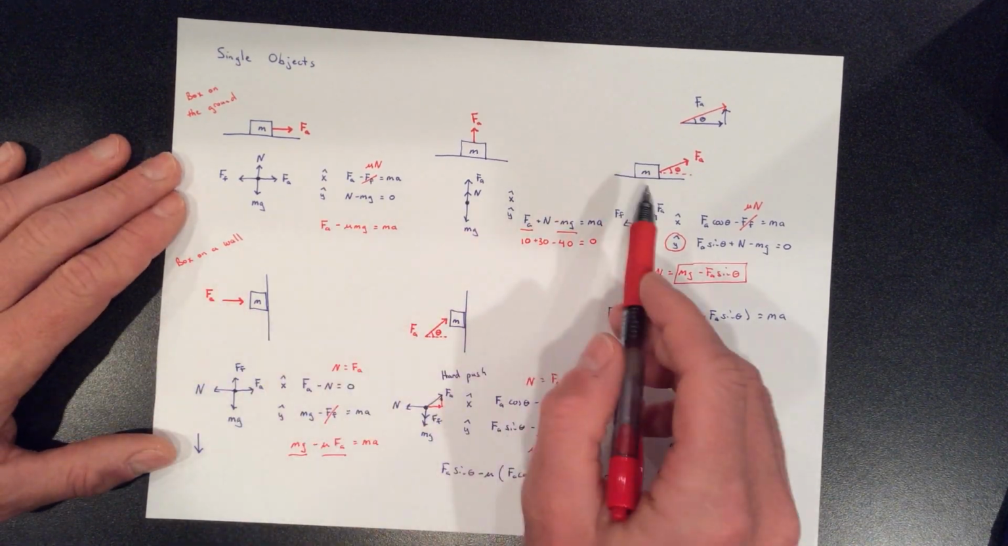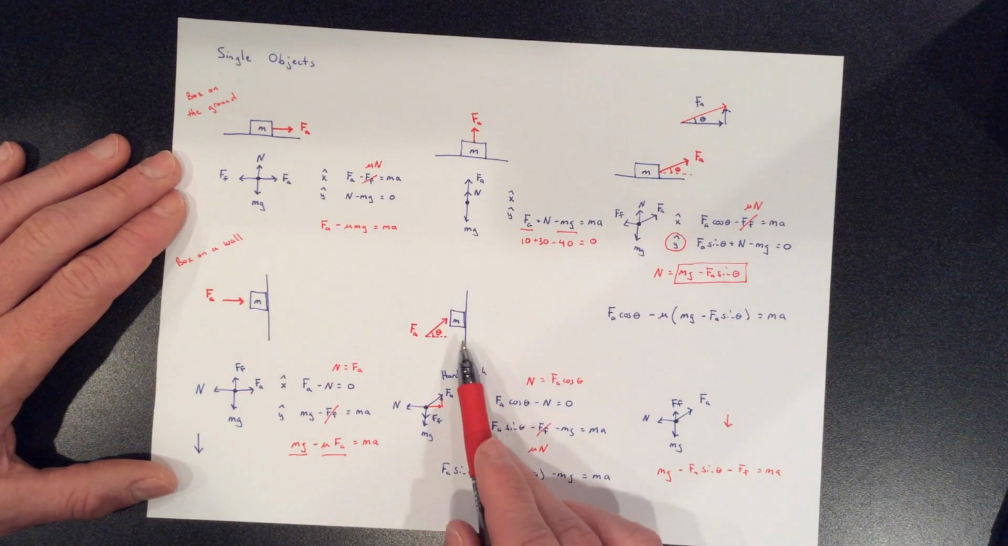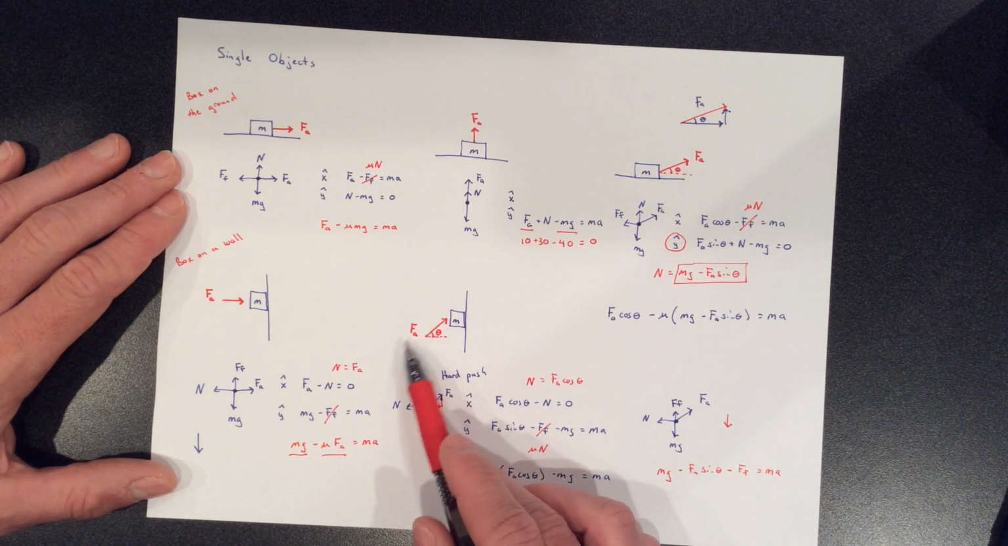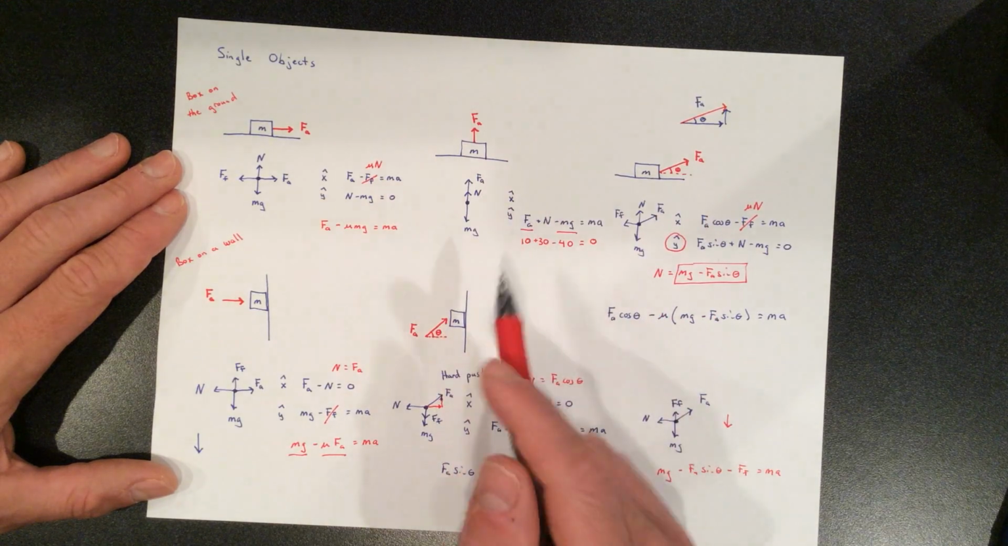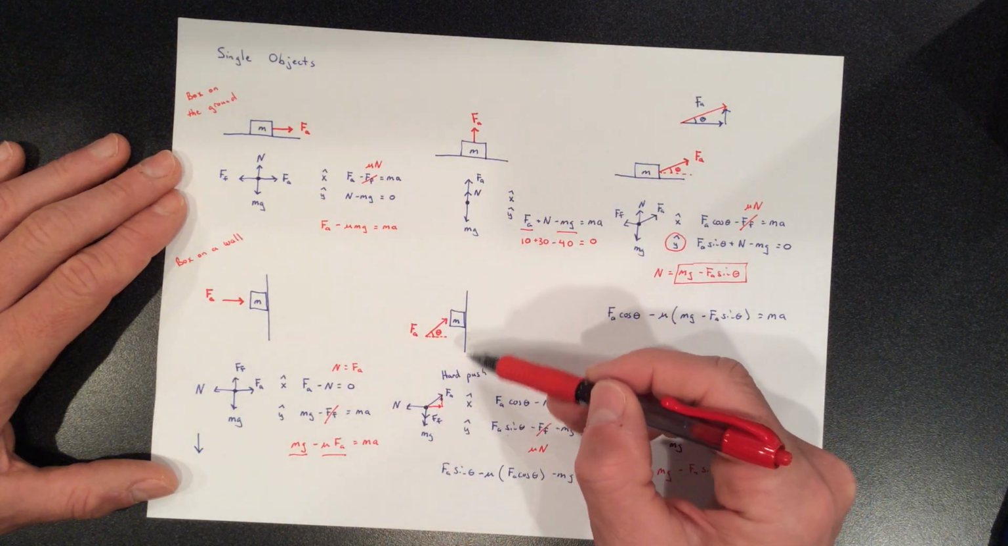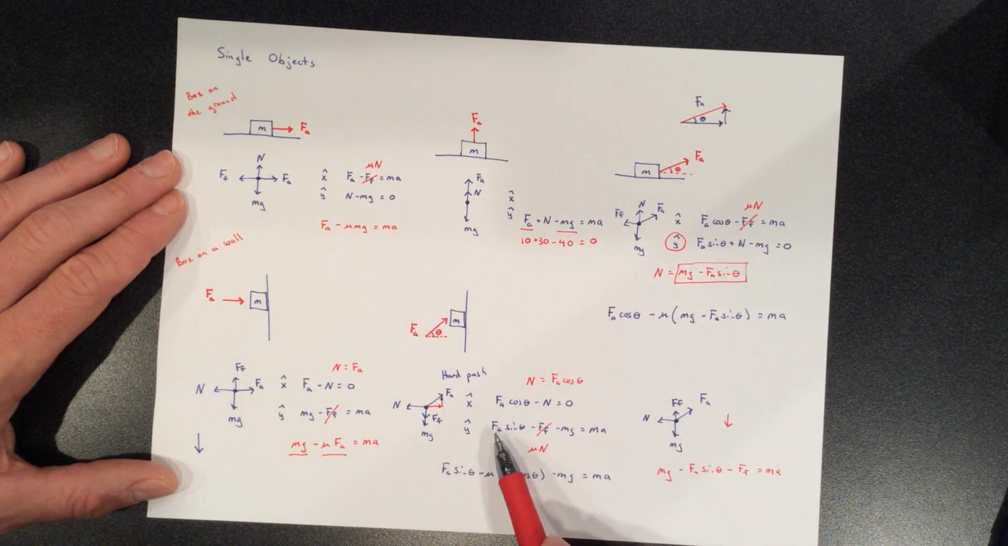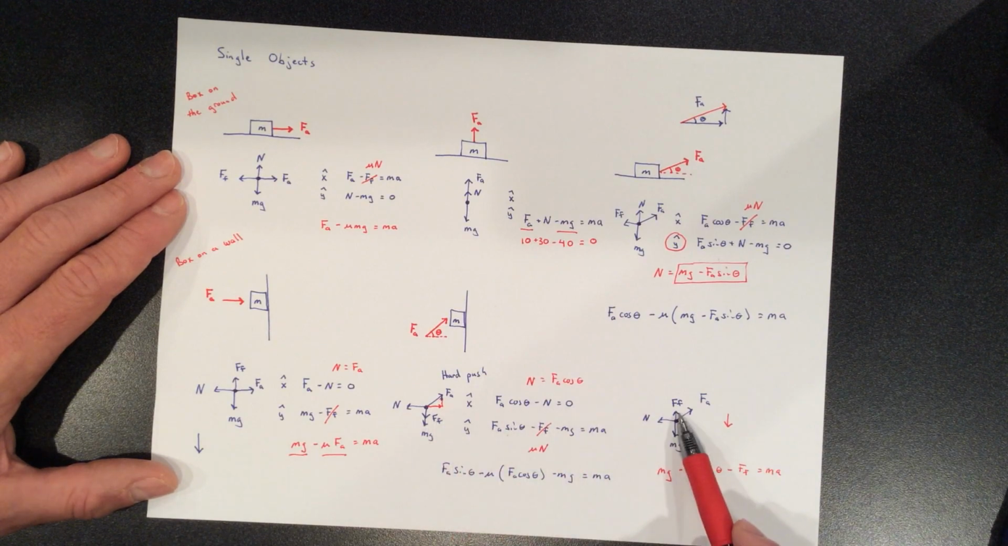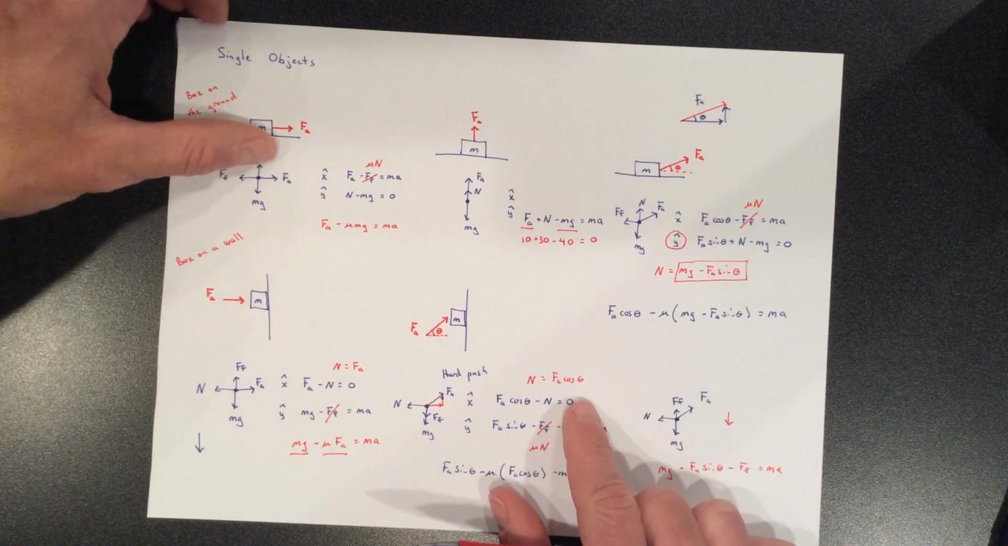Okay, so those are kind of five examples, with this one having two different cases. Case number 1, Fa is really big, slide up the ramp. In case number 2, the box wants to go down the ramp, and so you can see how friction here is down and friction here is up. Okay, so that's scenario number 1.